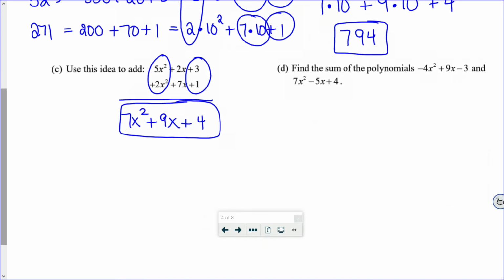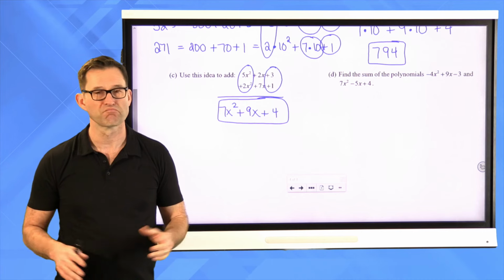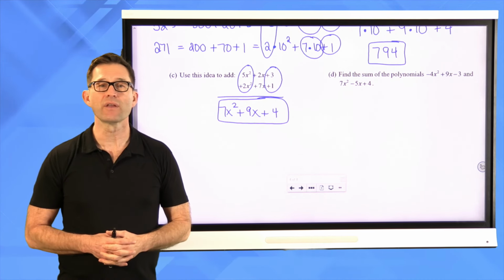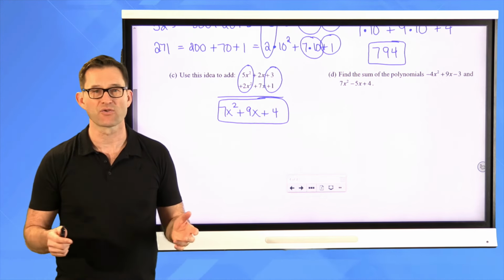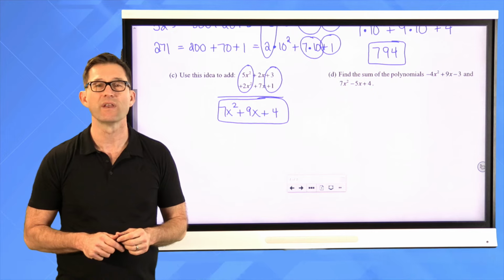Let's take a look. Find the sum of the polynomials negative 4x squared plus 9x minus 3 and 7x squared minus 5x plus 4. All right, I'm going to actually take a look at this 2 different ways, but first I'd like you to do it on your own, or at least take a try at doing it on your own. Pause the video now.